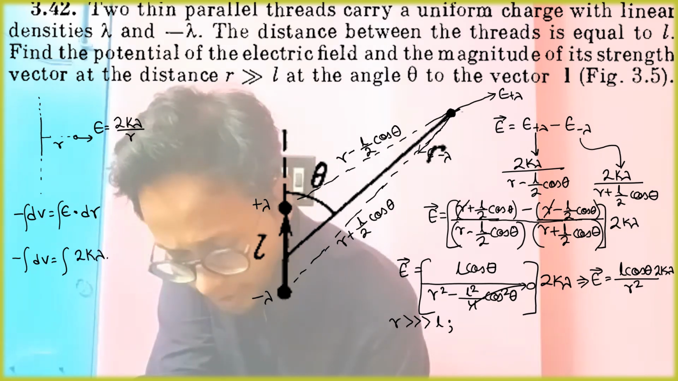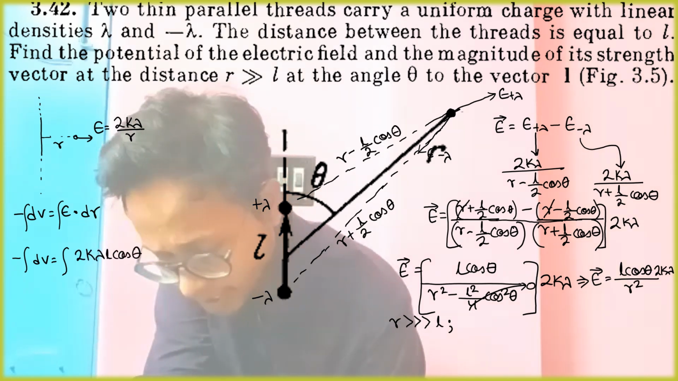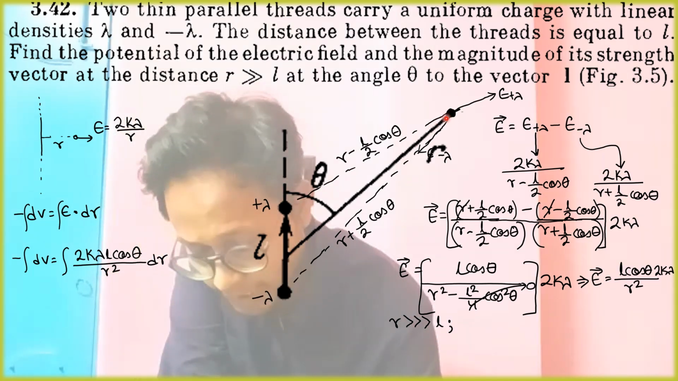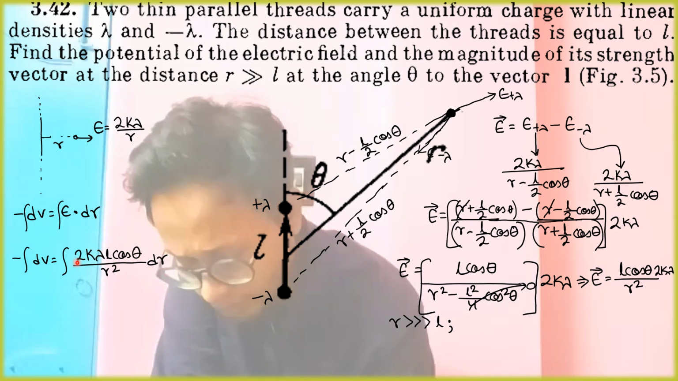2kλL cos θ by r² into dr. Now only r is variable out here, no? This r is variable out here. Everything else is a constant.